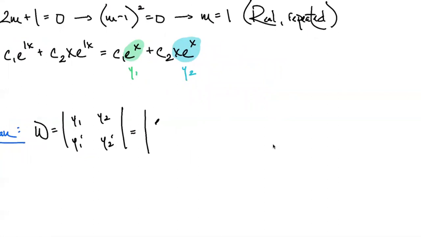And our y1 is e to the x, which means y1 prime is e to the x. And our y2 is x e to the x. And we're going to need product rule to find our y2 prime. So we'll get e to the x plus x e to the x.